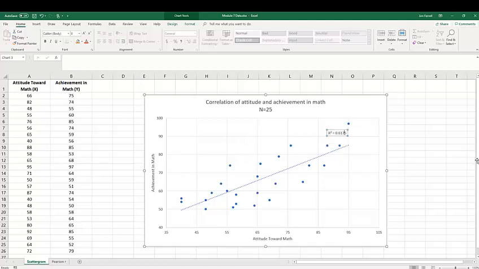The r squared is now 0.62. If we were to round it, it would be 62. That's the same as what we just said, the 62% variability of one is explained in the other. So that's what you can do on here. You see that it tends to be a positive relationship, and looking at our r squared, our coefficient of determination, we can see that indeed 62% of attitude toward math can help explain achievement in math.